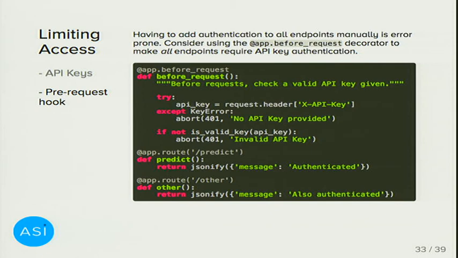You can use this before_request decorator from the Flask application object. It's a very nice way of making your API key logic get applied to all of your methods automatically, so you don't have to remember to add it to each one, which I think is good practice.